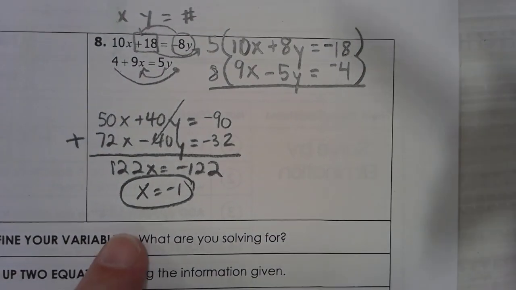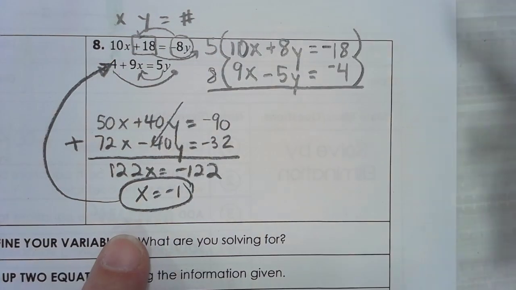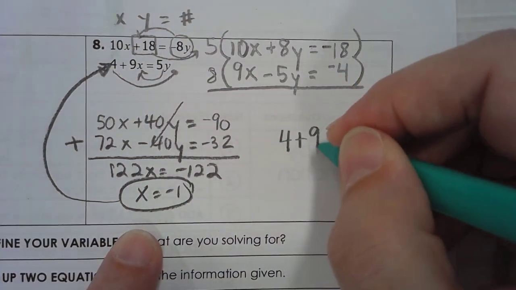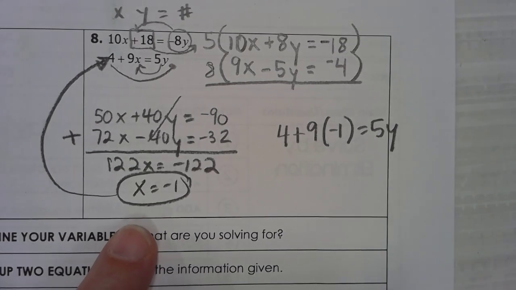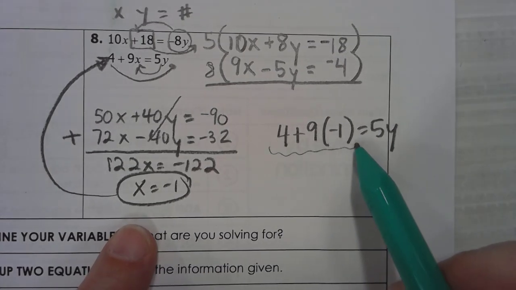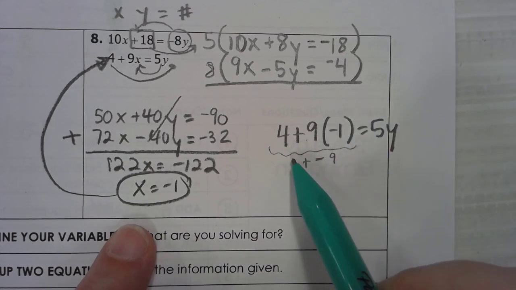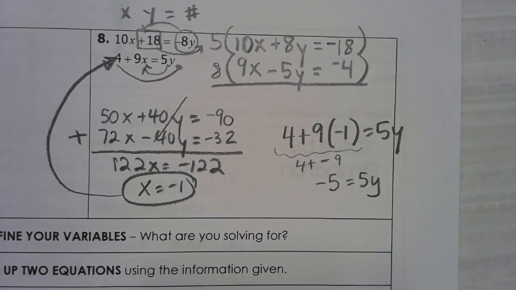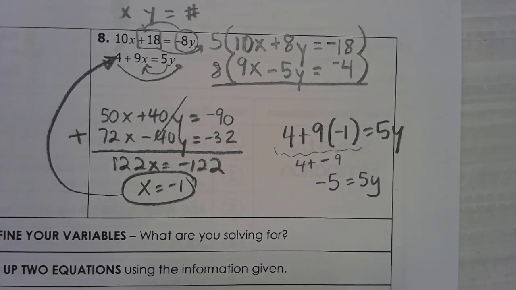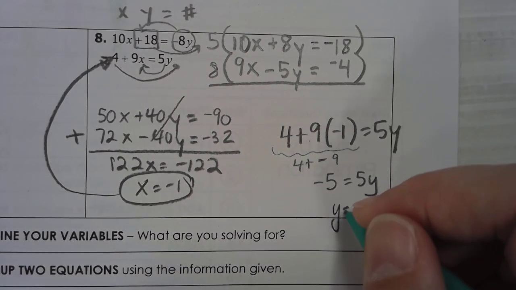So if I have the x value, it probably doesn't really matter. I might plug it into this bottom one, maybe. 4 plus 9 times x equals 5y. So I don't have any variables over here, so I can just do this. So 9 times negative 1 is negative 9. Negative 9 plus 4 is negative 5. Oh. They're both negative 1? Did you get a negative 1 for the x, or for the y when you got rid of the x's? You didn't even do it.